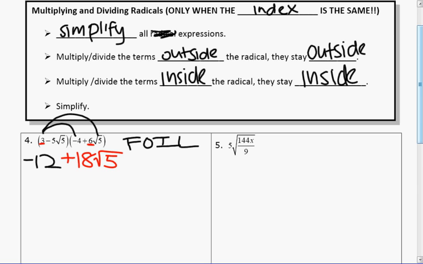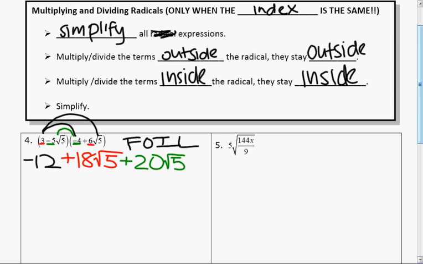Okay, so we did outer, now we have inner. So we do this negative 5 square root of 5 times this negative 4. Negative 5 and this negative 4 are the ones on the outside, so you'll multiply them and they stay outside. So that turns into a plus 20. Now, negative 4 doesn't have a radical, and square root of 5 does, so just bring the square root of 5 down for the ride.